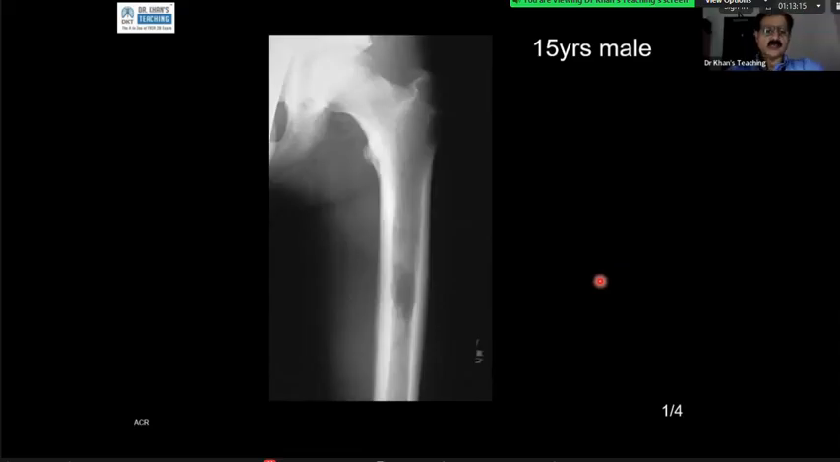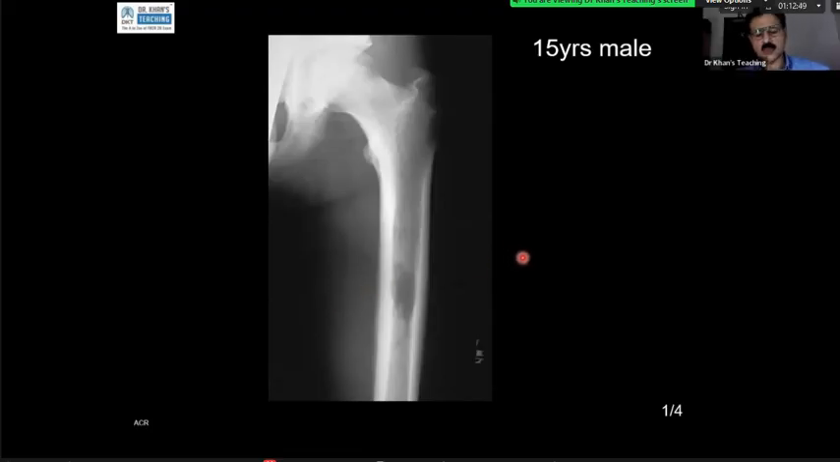Do you think it's an aggressive lesion? Yeah, I think so, because the margins are not very well defined at the inferior and the medial aspect of the lesion. Do you see something here around the cortex? Yeah, I can see a bit of scalloping. I can see a bit of periosteal reaction as well. So periosteal reaction.